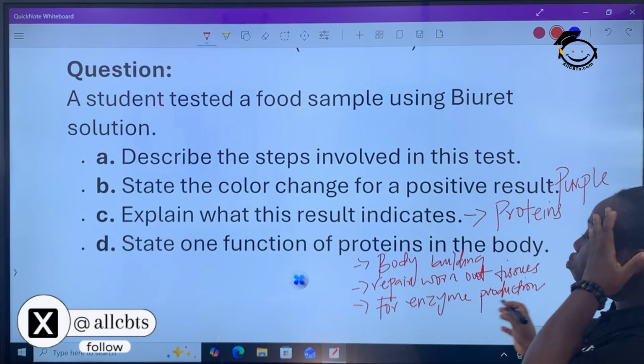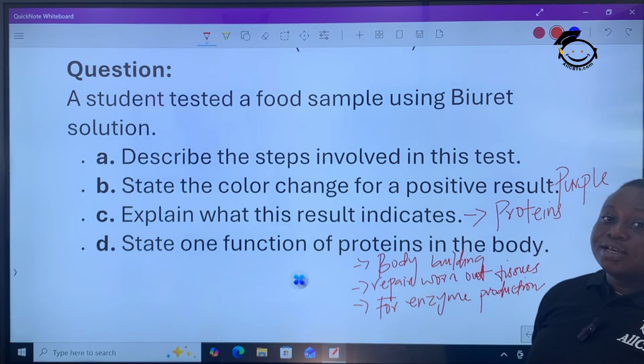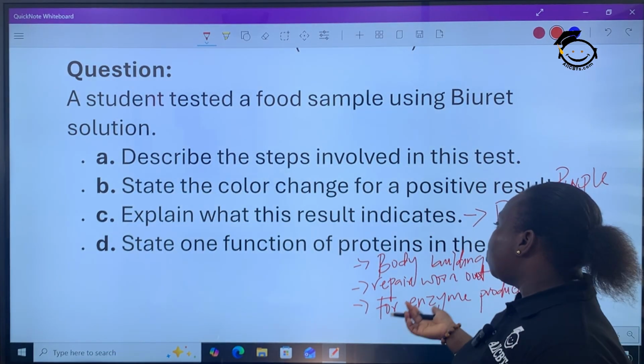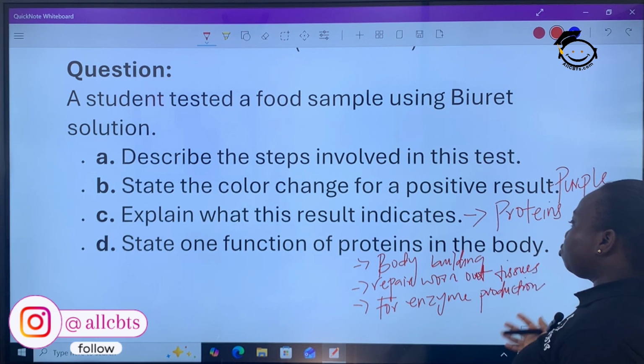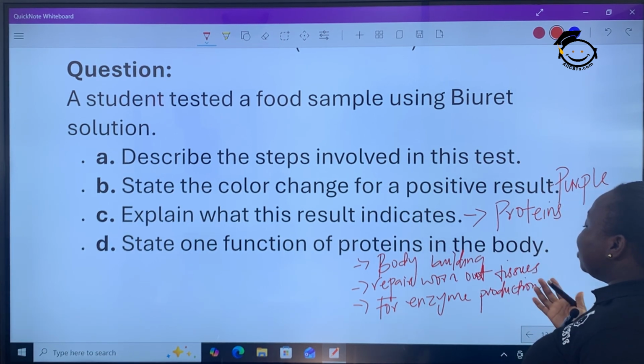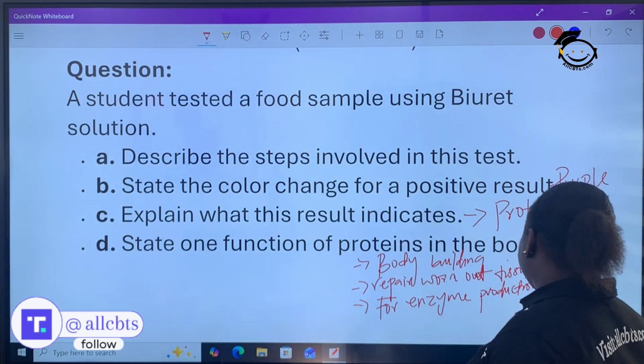So out of these functions, they are requesting for one. They can request for one, they can request for two, they can request for three. So these are the three main functions of proteins we have: body building, they repair worn out tissues, and for enzyme production.